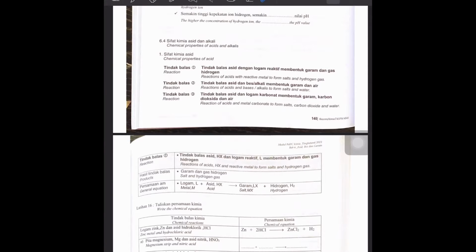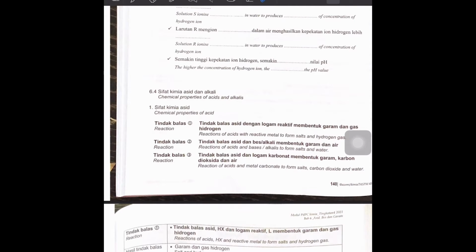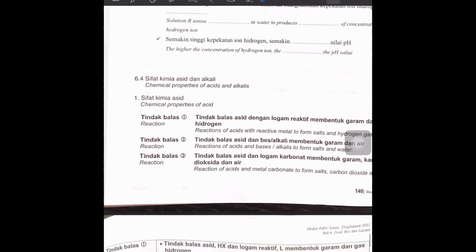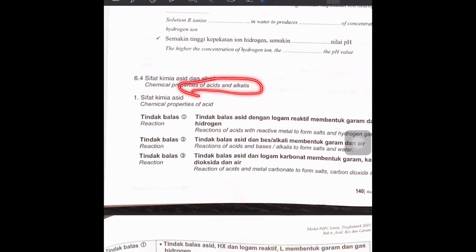Hello class, in this video I'm going to teach you the next subtopic for chapter 6. We are still in chapter 6, acid, base and also salts. To continue our lesson, let's look at 6.4, chemical properties of acids and alkalis.